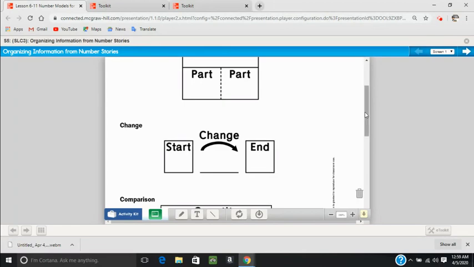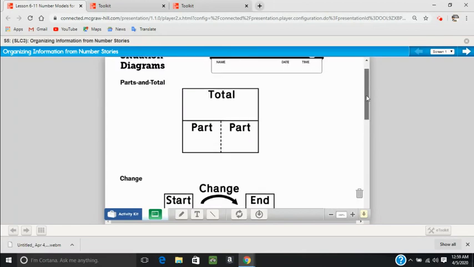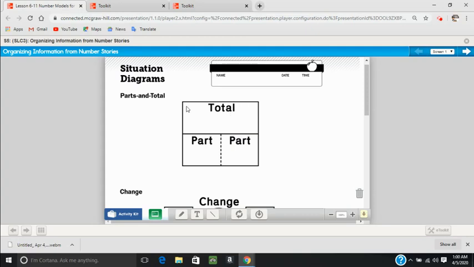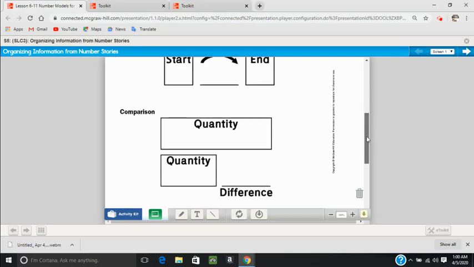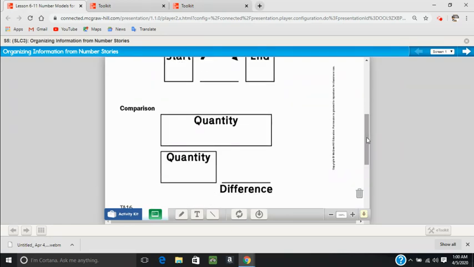But that's not the only method we could use. We're also going to be using in this lesson what is called total part part. Total part part is another one that we will use, and I usually use this one if I am multiplying, and I will use the other if I'm adding or subtracting. There is another one that we use in math, but we will not be using this one today, and that is the comparison one. That's quantity, quantity, and then the difference.